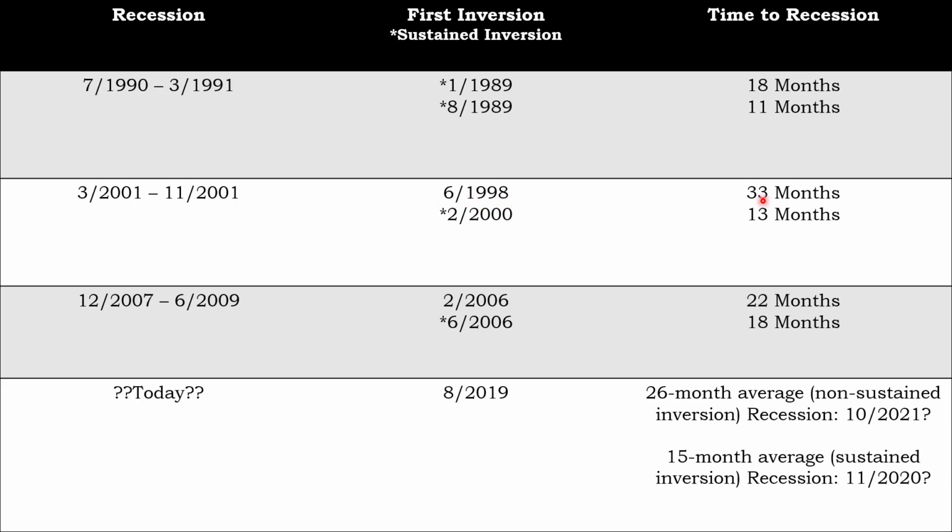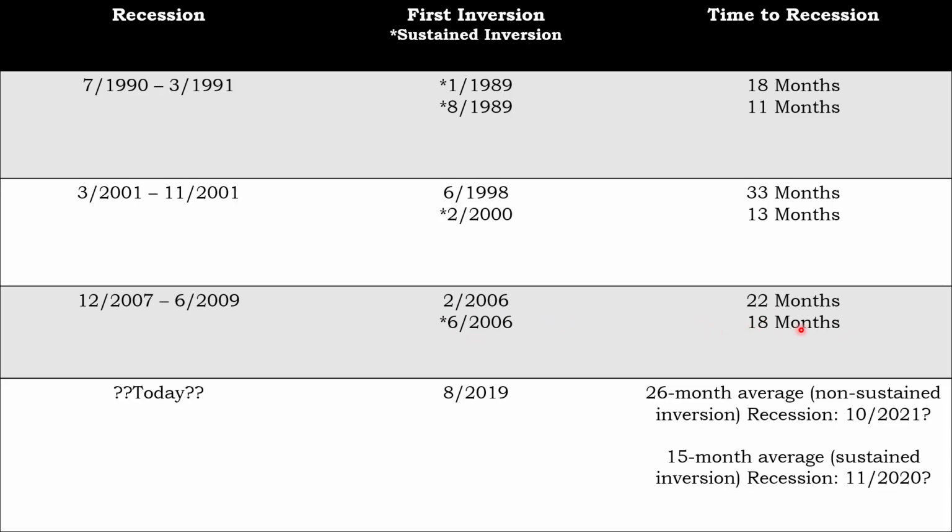Then we have a sustained inversion taking place in February of 2000, which leaves us with a lead time of 13 months to its onset. Continuing onward with the Great Recession, which lasted from December of 2007 to June of 2009, we saw our first yield inversion, which was also a non-sustained inversion, taking place in February of 2006, which gave us a lead time of 22 months before the recession started. We then had a sustained inversion on the 10-year and 2-year Treasury in June of 2006, and that was 18 months of lead time before December of 2007.